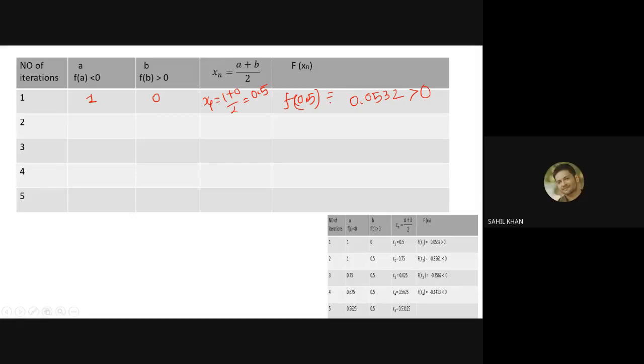No, sir. Yes, why is it not? How many of you get this answer? f of 0.5, that is 0.0532.